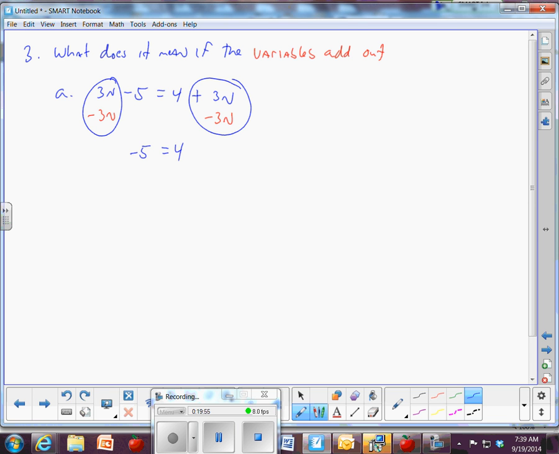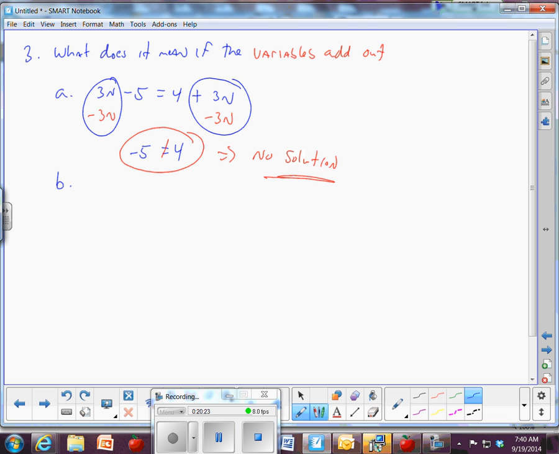You want to now assess this solution. This is not true. And because this is not true, that implies there is no solution. Because the result was not true. -5 does not equal 4. So what does it mean if the variables add out? Well, if when the variables add out, the result is false, there's no solution.